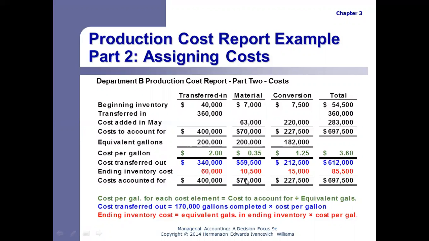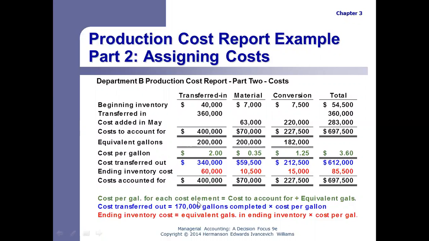Okay, so we take the ending inventory units times the $2. So I think we had 30,000 units left over in ending inventory, times the 2 gives us 60,000. The 30,000 times the 35 cents for materials gives us 10,500. And then the 30,000 in ending inventory times $1.25 gives us 15,000.